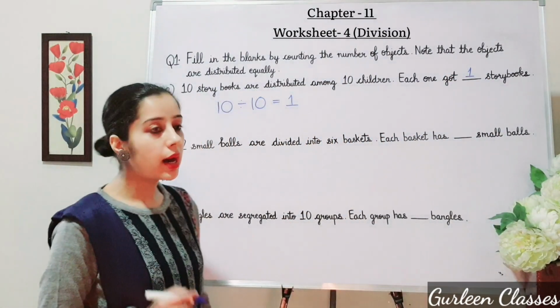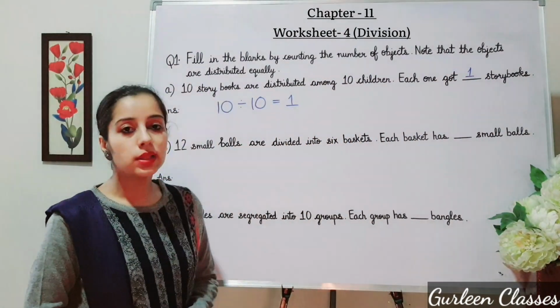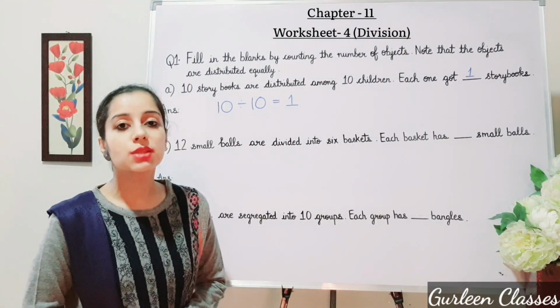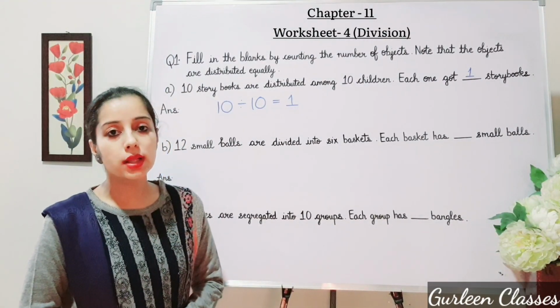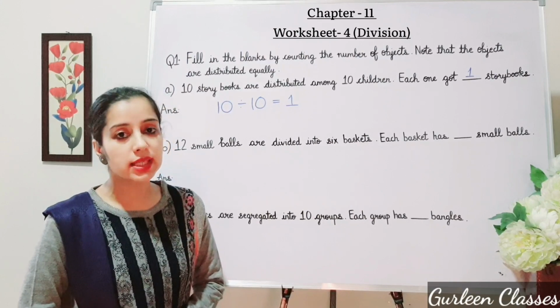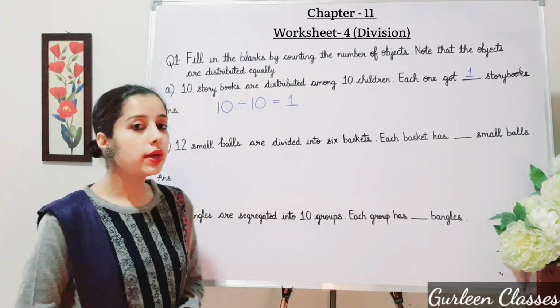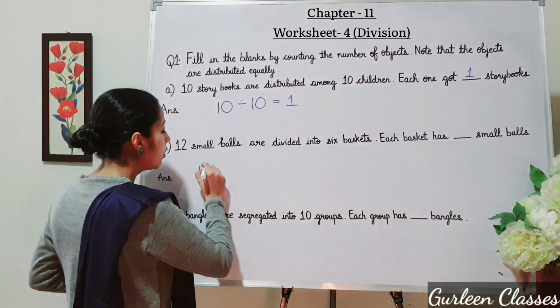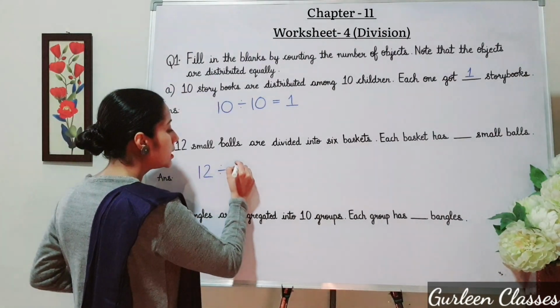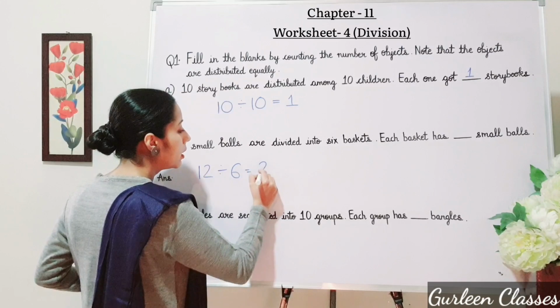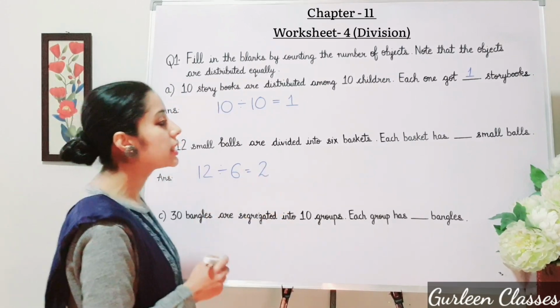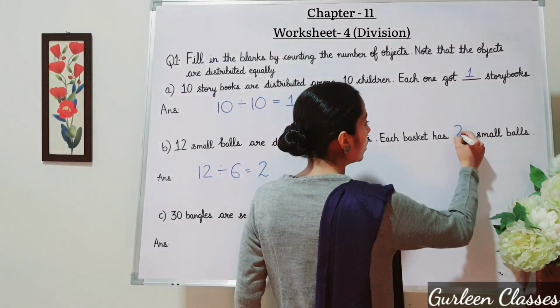Now B part, 12 small balls are divided into 6 baskets. Each basket has how many small balls? So we will divide here 12 by 6. 6 twos are 12. So each basket has 2 small balls.